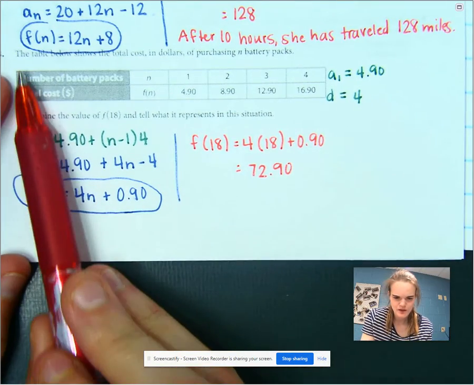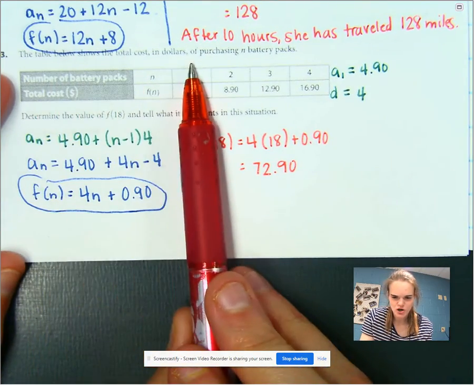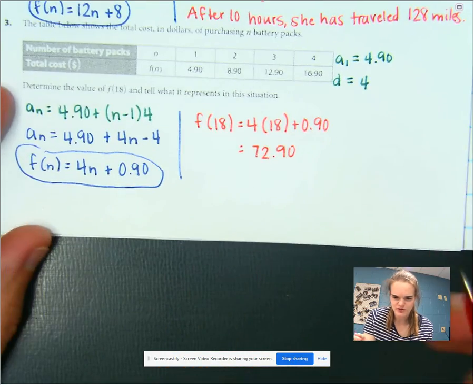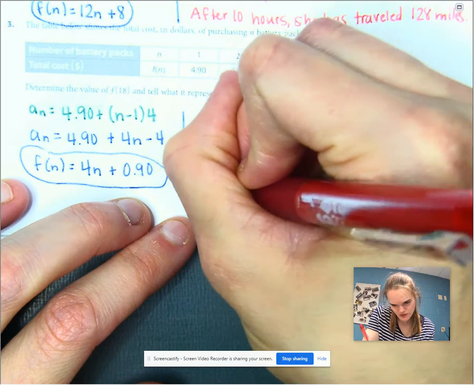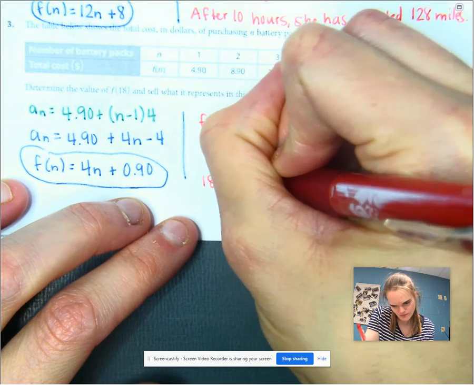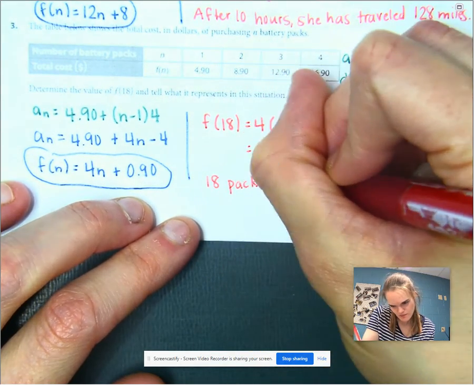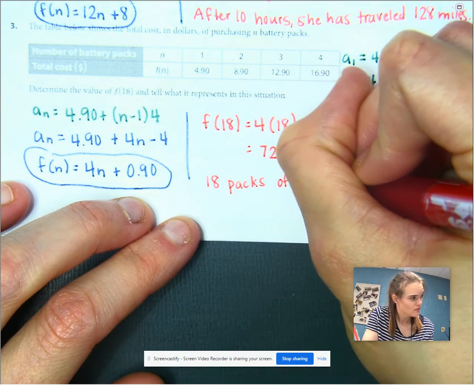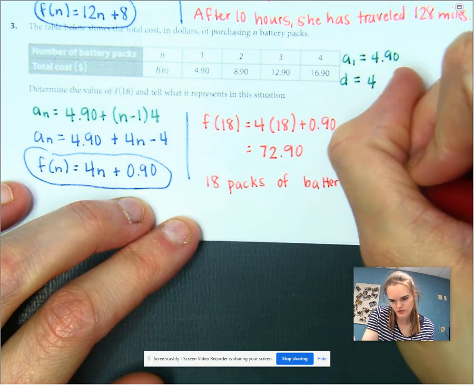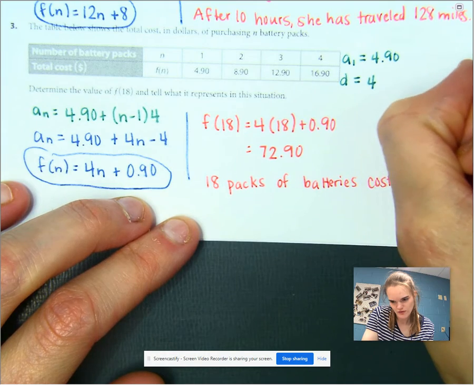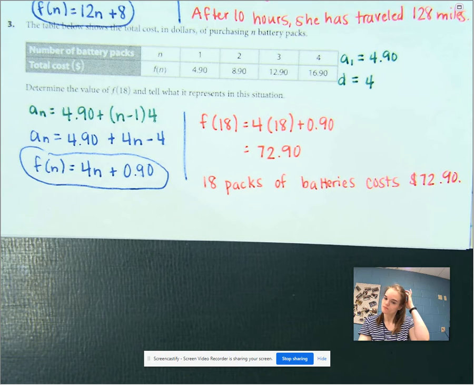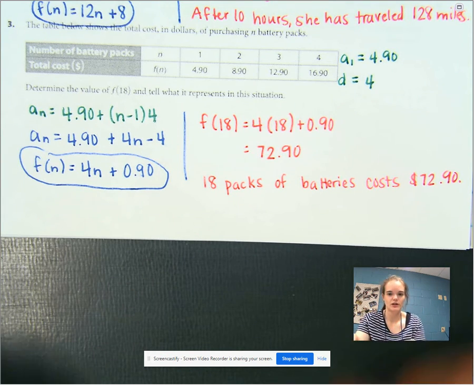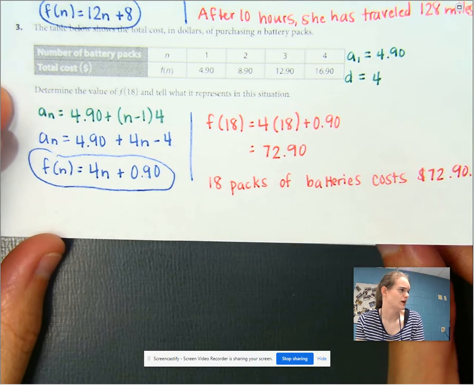The table below shows the total cost of purchasing n packs of batteries. So 18 packs of batteries costs $72.90. $72.90. All right, open this up.